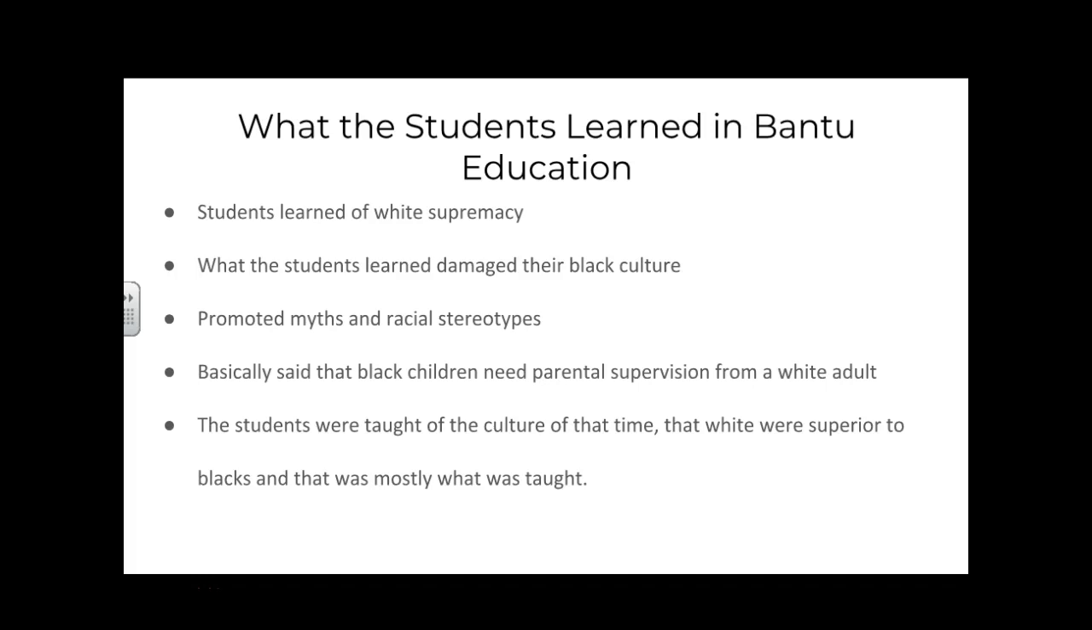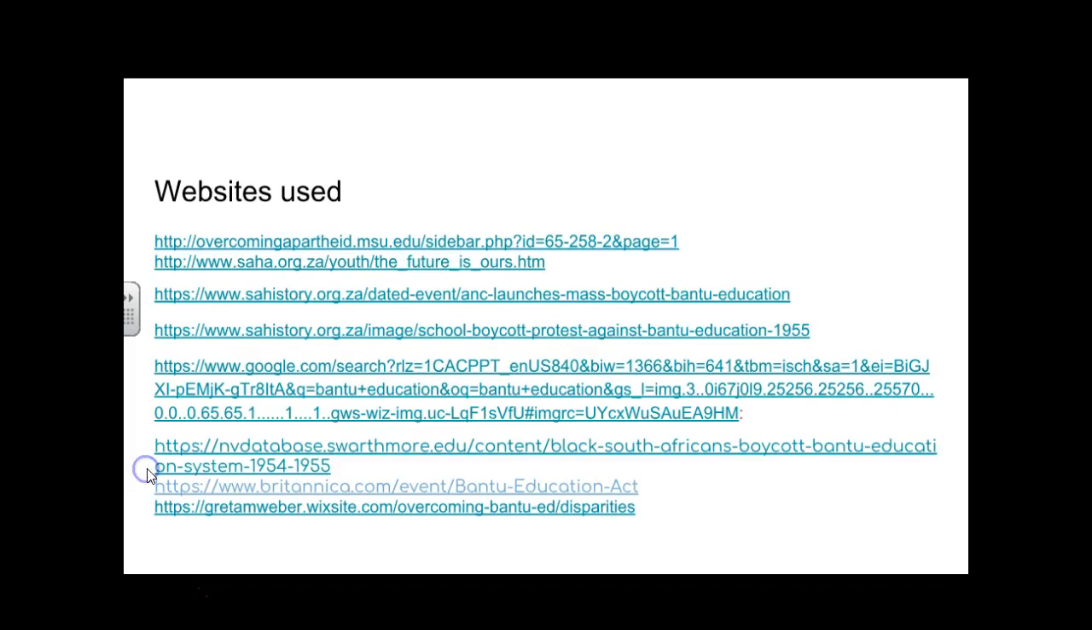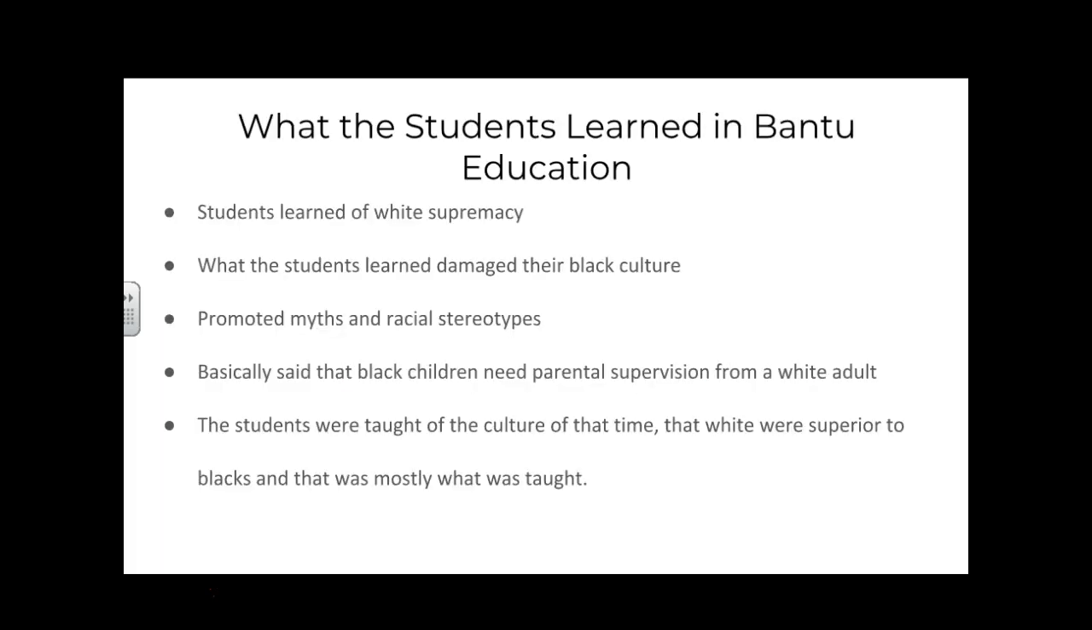And that was mainly what I found. That was mostly what was taught. There wasn't very much actual education going around. There was a lot about white supremacy and what was going on in the culture. Anyone have any questions?